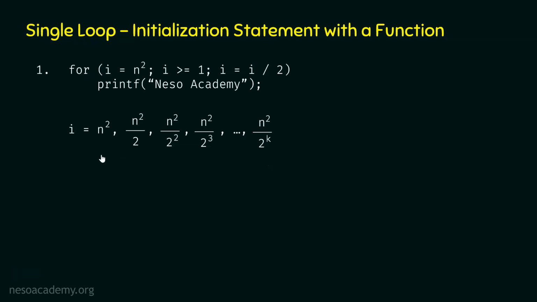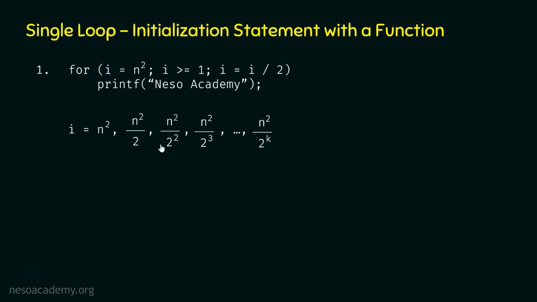In the first iteration, we can observe the value of i is n square by 2 power 0. So in the power of 2, we have 0 in the first iteration. In the second iteration, the power of 2 is 1. In the third iteration, the power of 2 is 2. In the fourth iteration, the power of 2 is 3.